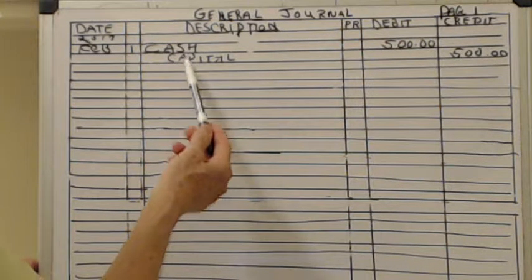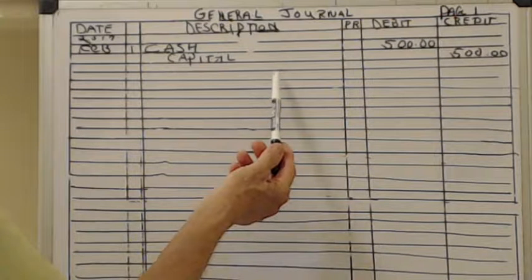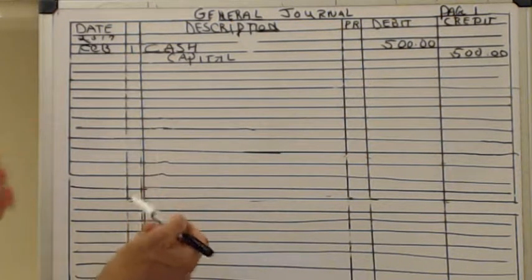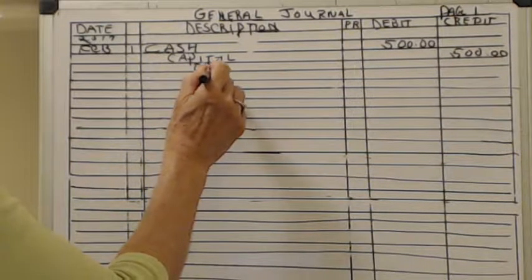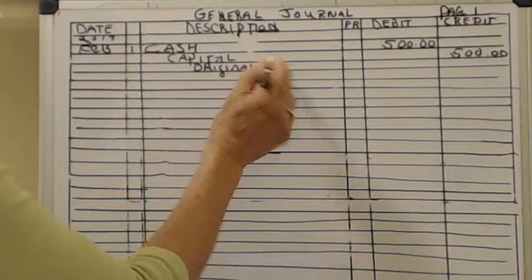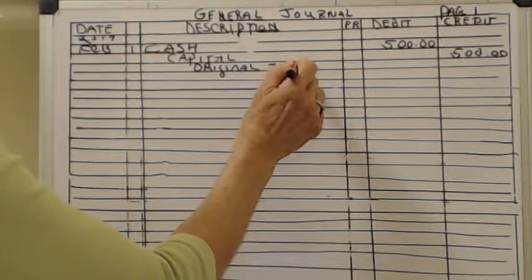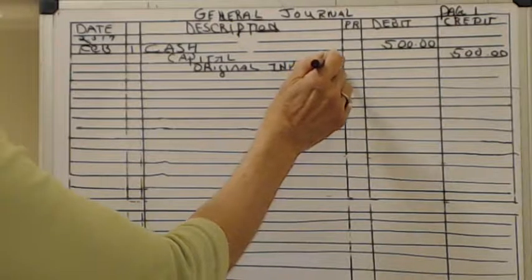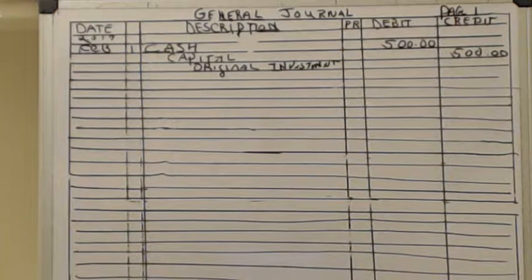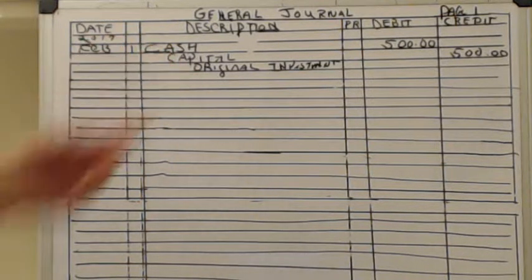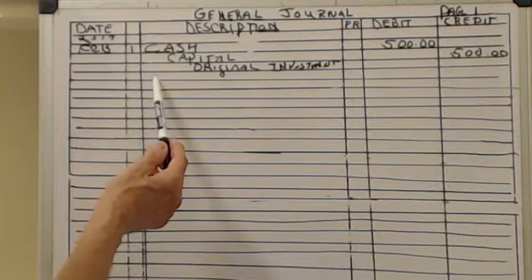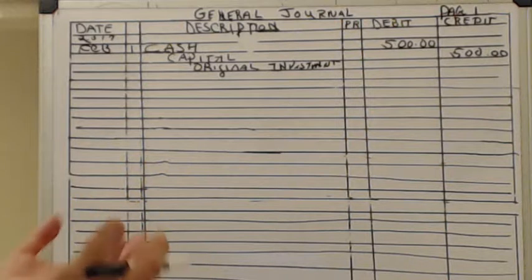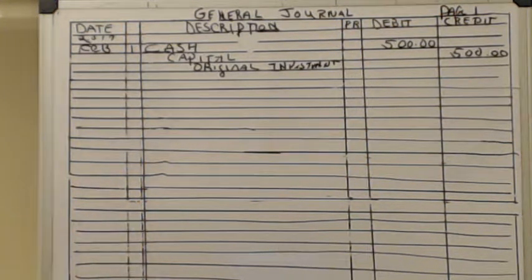The third line of the transaction is just a simple explanation of the transaction. You can indent maybe a half inch more. I'm going to write original investment, or opening investment. You can put any explanation you want. It does not have to match mine. It doesn't have to match anyone else's. It's just to explain simply the transaction that happened. Now we're going to skip a line between the transactions just so that it's easy to look at and distinguish one transaction from the other.